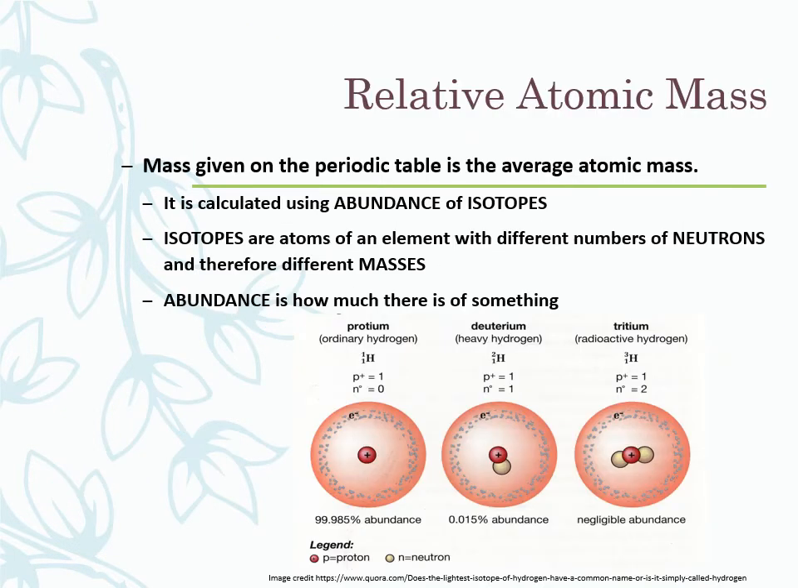All right. Let's look at this idea of relative atomic mass. So the masses given to us on the periodic table are the average or relative atomic mass. These are the same exact things. Relative atomic mass, average atomic mass, definitely the same thing. And so we're going to talk a little bit about how we even find these averages that we put on the periodic table. It's calculated using the abundance of isotopes. Isotopes, remember, are atoms of the same element that have different numbers of neutrons and therefore different masses.